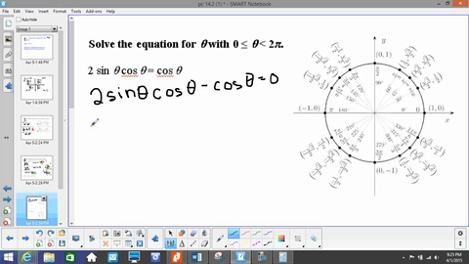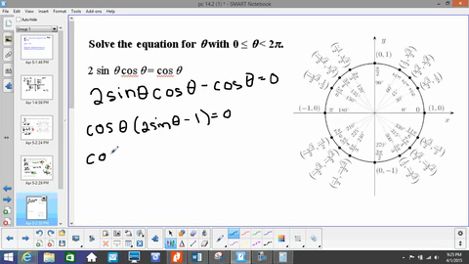So I'm going to have cosine theta, parentheses, 2 sine theta minus 1 equals 0. Hey, we have two factors and it's set equal to 0. That means that each factor, if we set it equal to 0, we can solve.